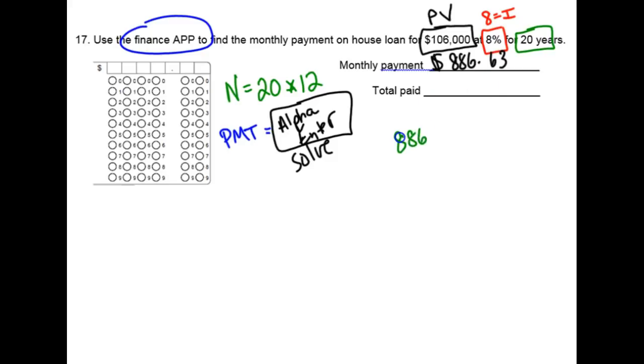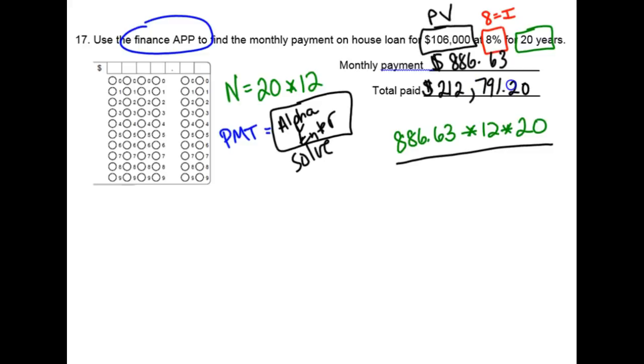So $886.63, you pay that every single month over the course of 20 years. So the question is, how much did you actually end up paying for this $106,000 house? And the answer is you paid more than double that, $212,791.20. Don't you dare forget that 20 cents.